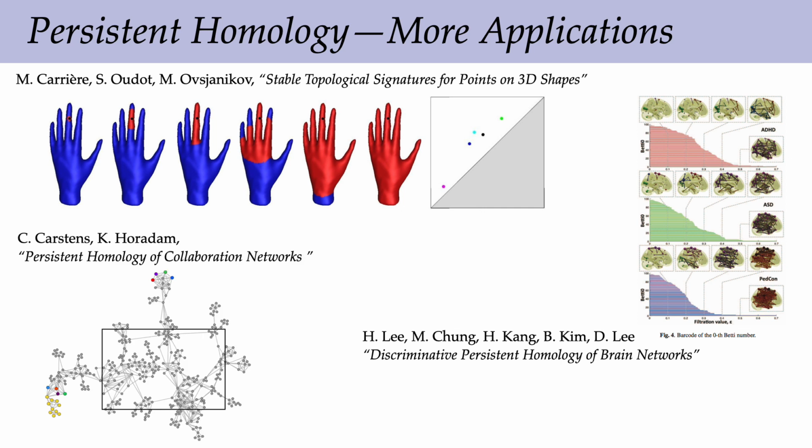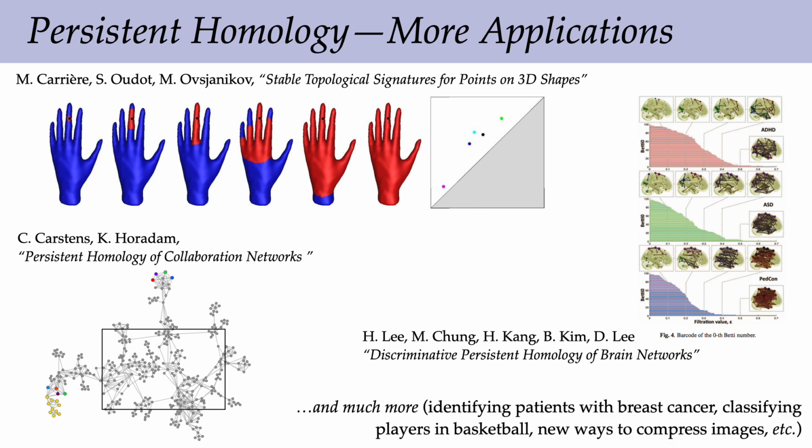Or you might look at persistent homology or do topological data analysis on social networks, right, or other networks that appear naturally, and try to understand what you can learn about a community, or about a member of that community, by looking at this kind of connectivity information rather than any particular data sitting on that graph. Okay? And much, much more. People use this machinery for all sorts of things: identifying cancer, classifying players in basketball, compressing images, all sorts of stuff.